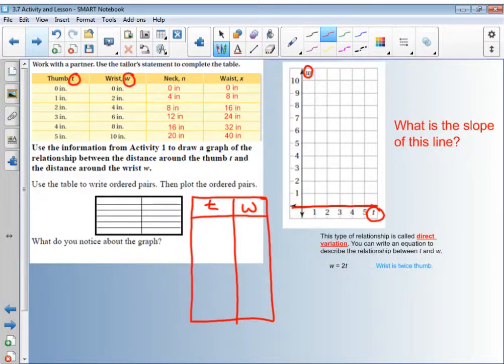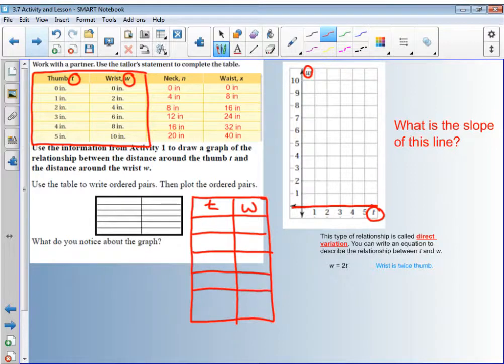So where they're pulling that information is, here's our T's and here's our W's. The nice thing is they actually just kept them in the same order. So really we're just gonna transfer these two columns down into my table down here, just to make it easier so we're not having to look at so much information. So I had 0 through 5 for my T's, and for my W's, I had 0 and then multiples of 2: 0, 2, 4, 6, 8, and 10.